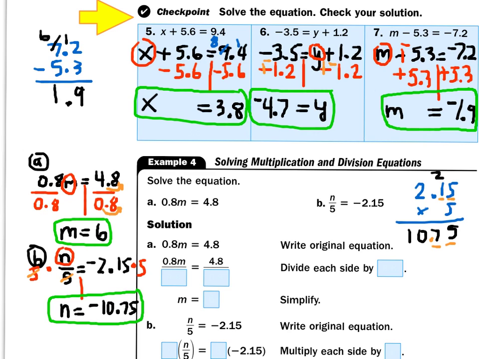Well, my n slides straight down here, but the 5's cross-cancel to become that invisible 1 in front of the n. The equal sign slides down, and then I have to do negative 2.15 times 5. And so I did that over here to show my work, and that gave me 10.75. Remember, it's negative because a negative times a positive makes a negative. The signs are different, so that makes it negative.